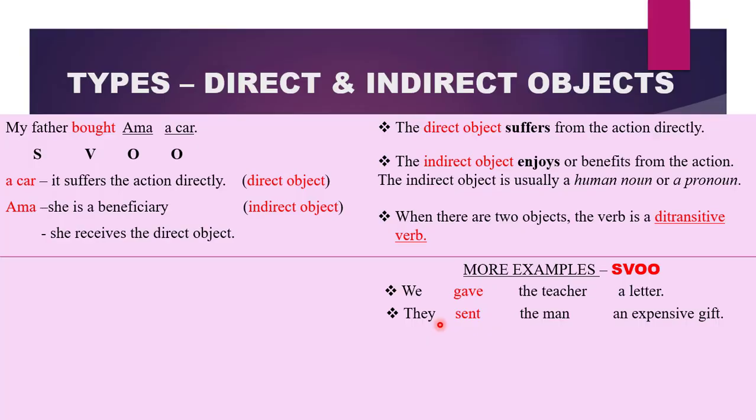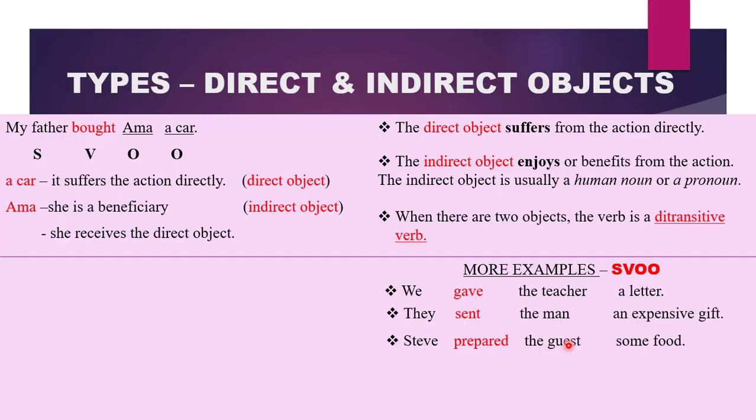They sent the man an expensive gift. They are subject. Sent is a transitive verb. What was sent? It was an expensive gift. Therefore, this is our direct object. It receives the action directly. And who will benefit from what occurred? It is the man. The man becomes your indirect object because it will receive the direct object. It will benefit from the action that occurred.